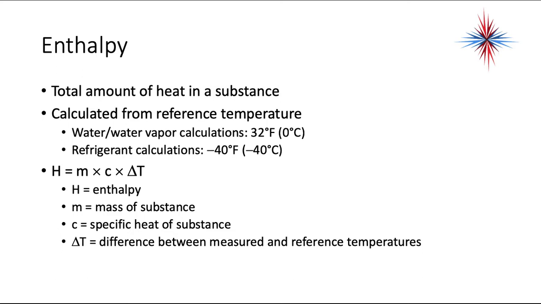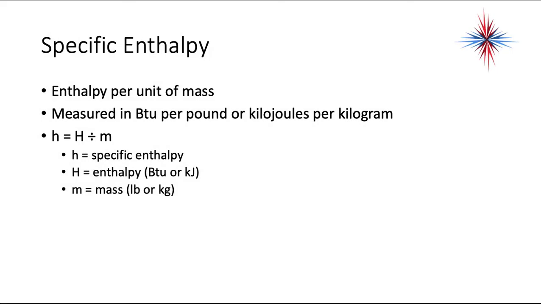So heat enthalpy equals mass times specific heat times delta T. That is a formula you probably should know. The specific enthalpy is the enthalpy per unit of mass. It's measured in BTUs per pound or kilojoules per kilogram. We're going to worry about the BTUs per pound right now. So the specific enthalpy is the enthalpy divided by mass.